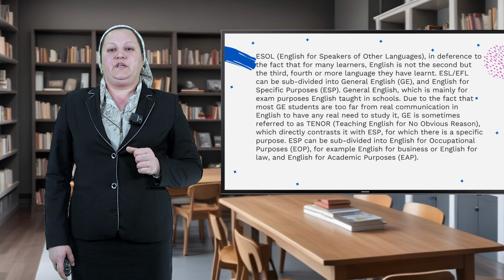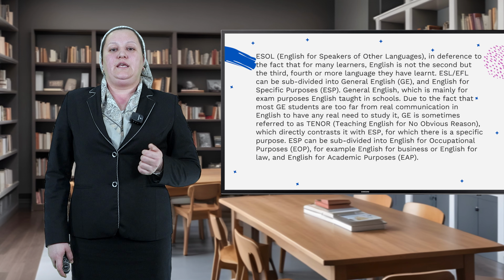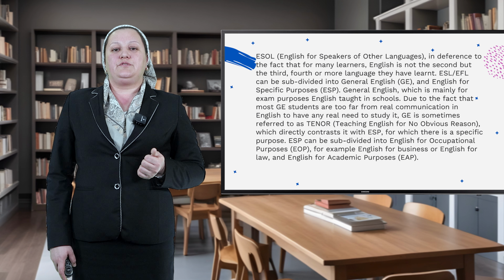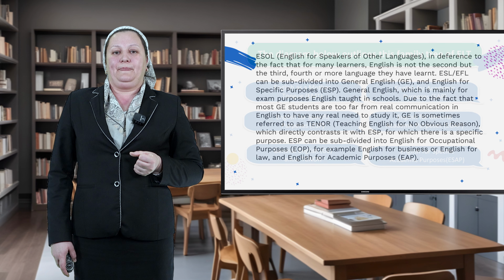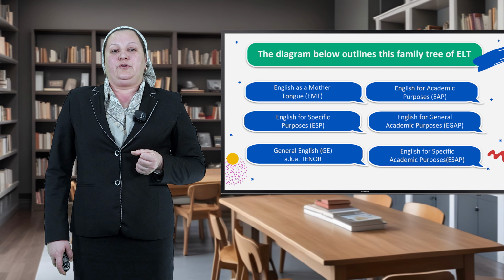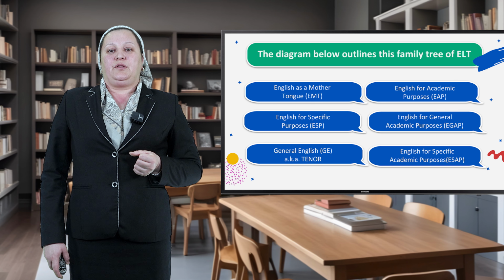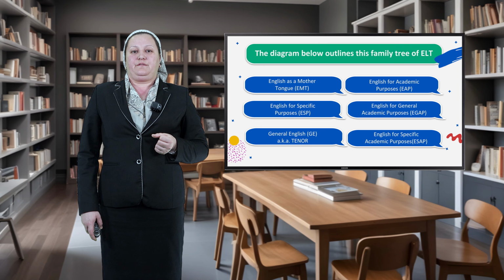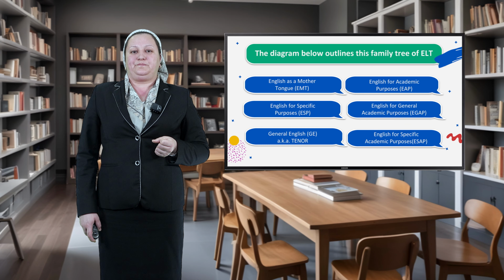ESP can be subdivided into English for occupational purposes, for example, English for business or English for law, and English for academic purposes. Now we are going to work out the diagram below outlining the family tree.